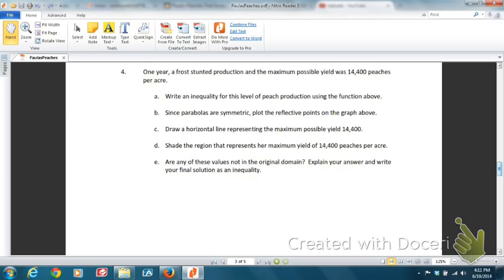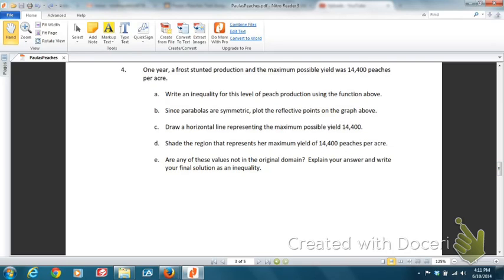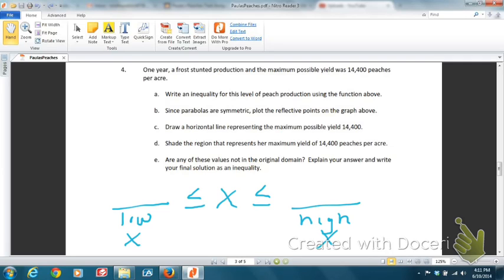When you write your domain as an inequality, remember, you're going to have the lowest x, then that will be less than or equal to x, and then on the next one will be the highest x, because x is between the lowest and the highest number. So again, that's how you're going to write your domain as an inequality. And that's it for number 4.